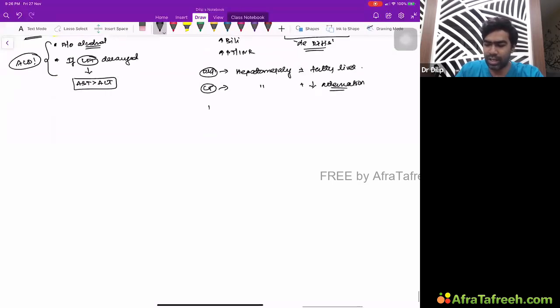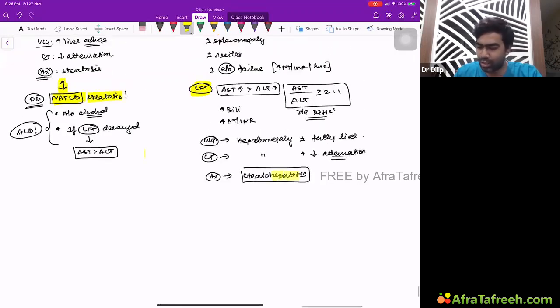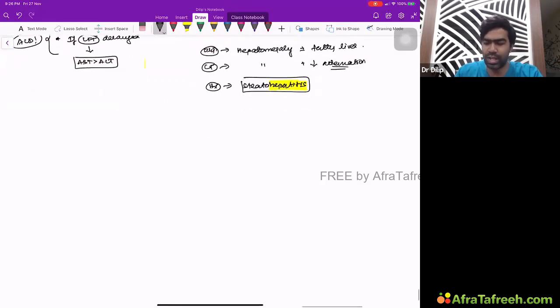And once again, in histology, you will not see steatosis alone. You will be seeing steatohepatitis, which means there is surrounding inflammation as well. Here you have seen only steatosis, but here you are seeing steatohepatitis, which means there will be lobular inflammation. We know this is a classic hepatic lobule. There will be inflammation in the hepatic lobule. So that is steatohepatitis. It's not just steatosis anymore.